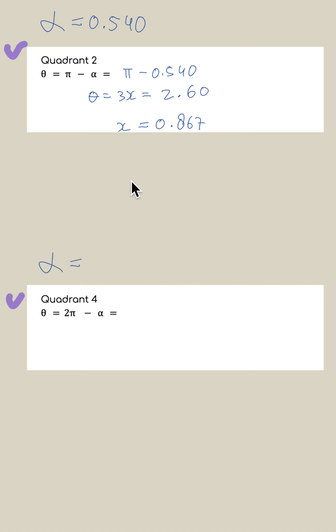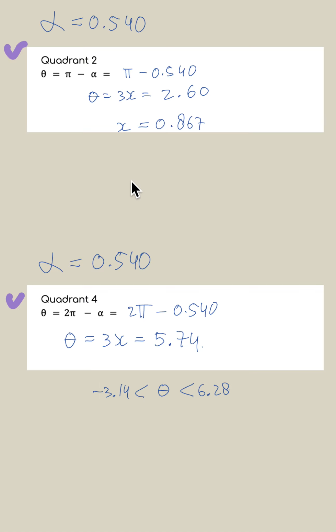Now we do quadrant 4. Alpha is 0.540. The value of theta in quadrant 4 is 2 pi minus 0.540. So theta, which is equal to 3x, we just press the calculator, 2 times pi minus 0.540. You're going to get 5.74 radian. Then we need to check whether it's within the range. I think yes. 5.74 is less than 6.28, so it's within the range.